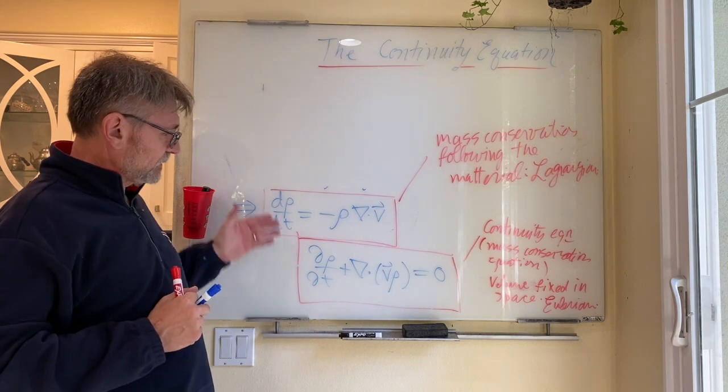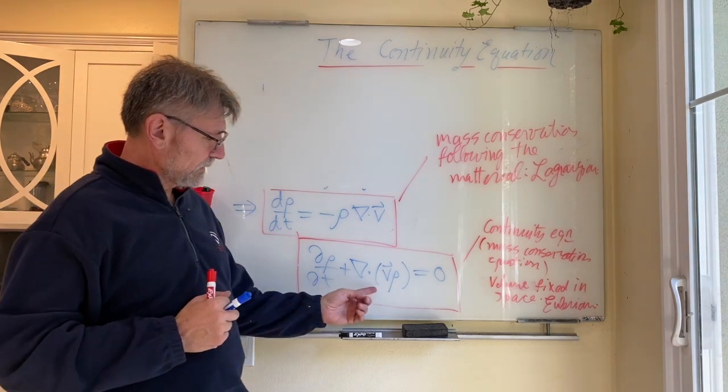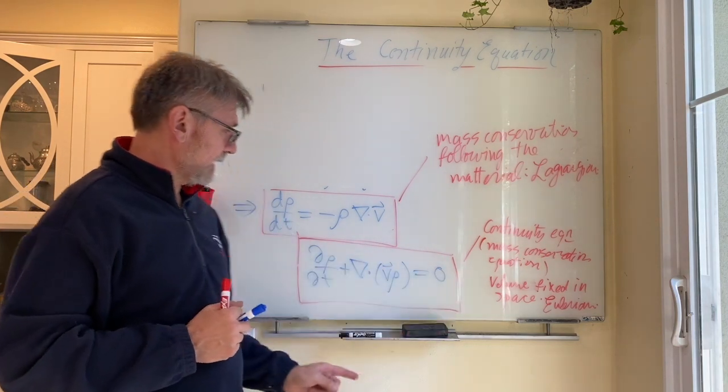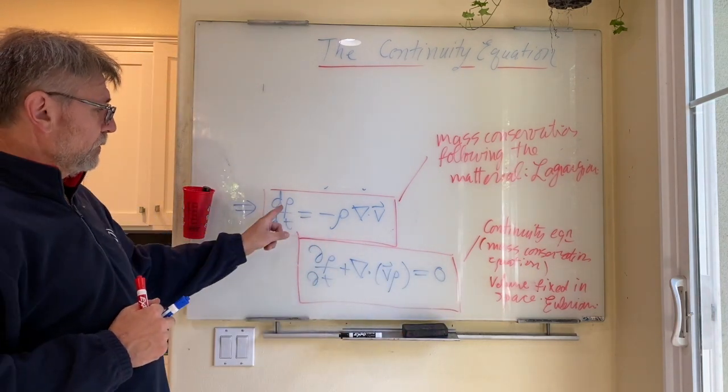So two different ways of thinking about mass conservation. One is for a fixed volume in space, called the continuity equation in Eulerian, and the other one is the Lagrangian point of view, where you follow the mass.